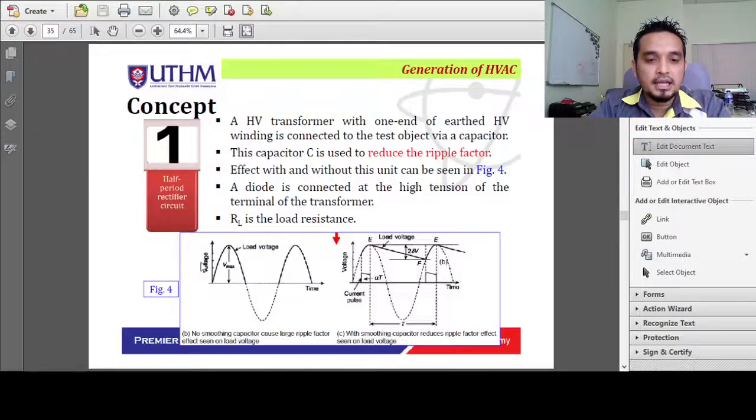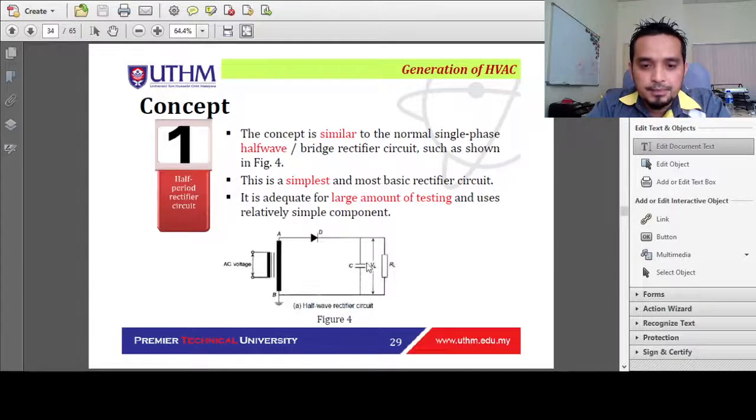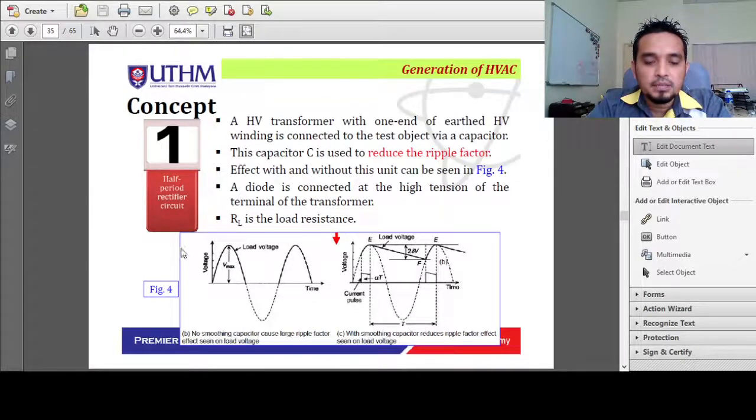Without the smoothing capacitor, our DC will become like this. So the ripple factor is too big. How to smooth it out is by using the capacitor. By including the capacitor, the voltage will become smoother. It will become like this due to the capacitor. The capacitor will discharge to the circuit, and then we will obtain this one, and so on. Okay, this is a half period rectifier circuit.